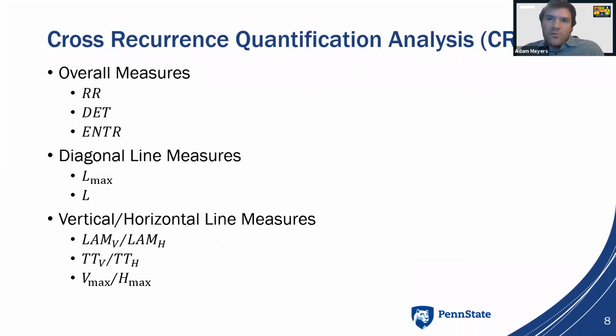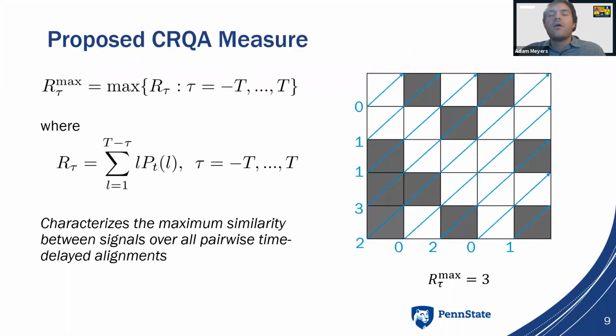So once we have the cross-recurrence plot, we can extract quantitative measures from them. These are the already established ones in the literature. So you have the overall measures such as recurrence rate. Recurrence rate is simple. It's just the percentage of recurrence points occurring in the recurrence plot. And you also have diagonal line measures and vertical horizontal line measures, like I mentioned in the first few slides.